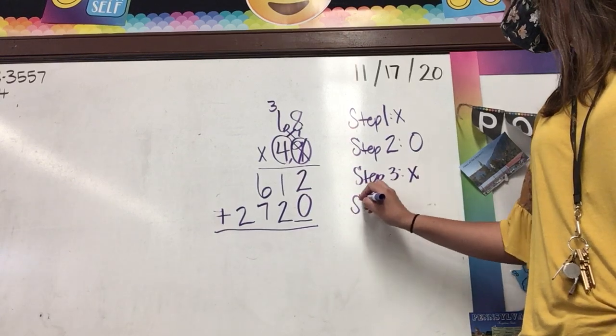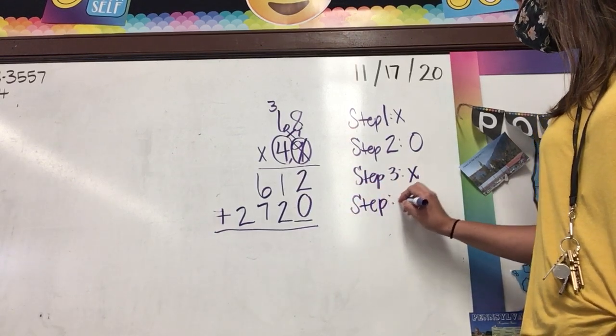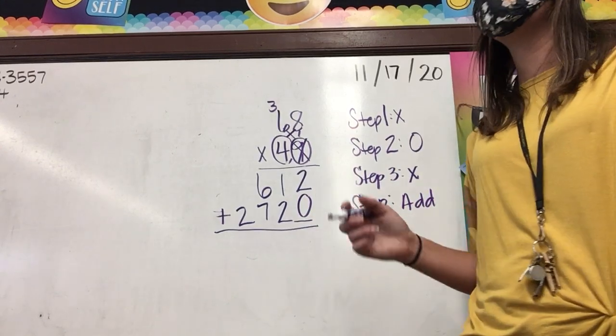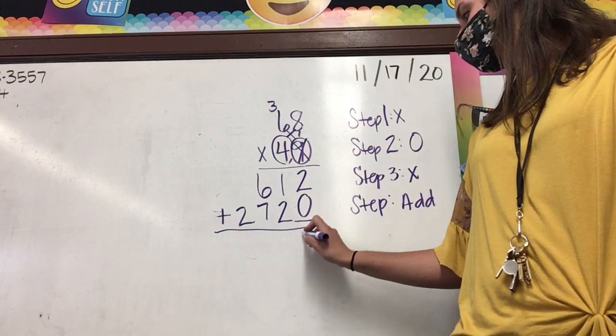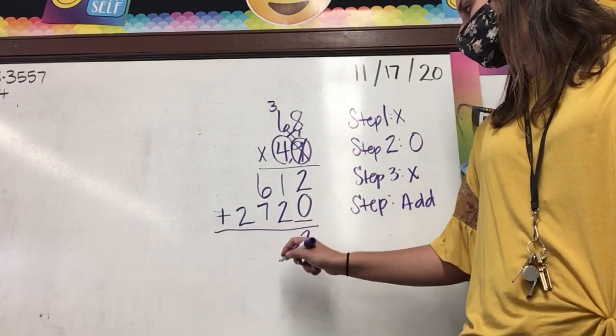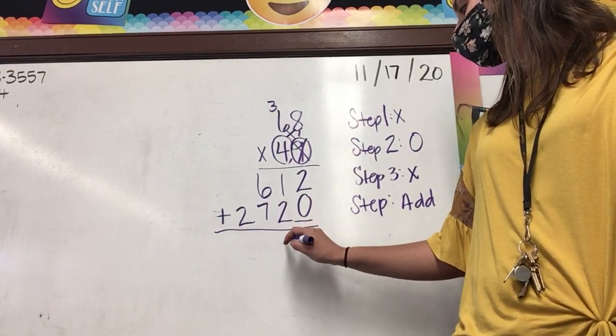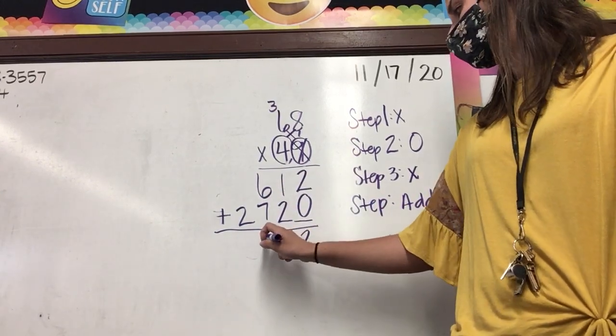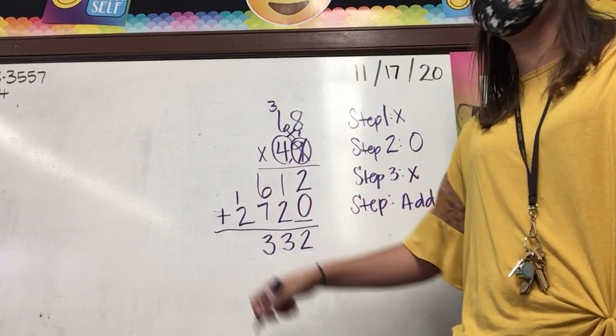Now to step 4, where we add. 2 plus 1. 7 plus 6. Good, 13. And 2 plus 1.